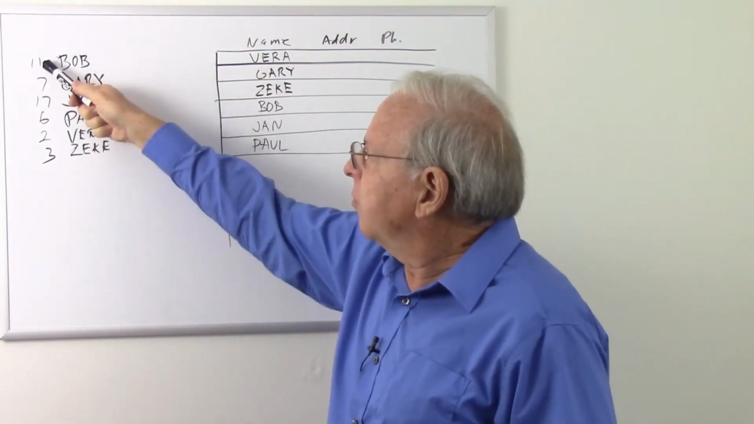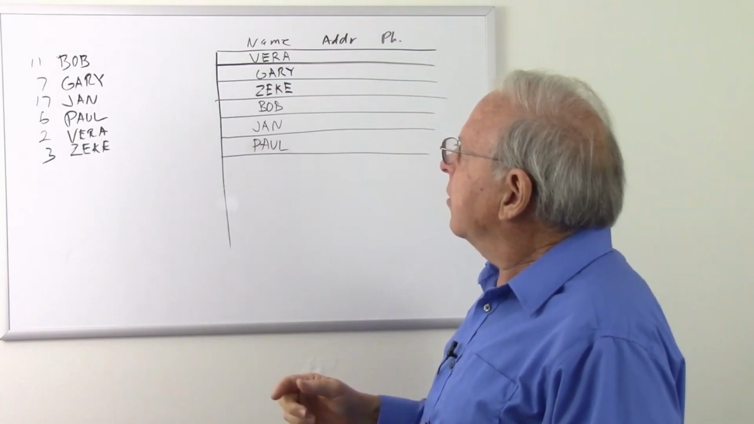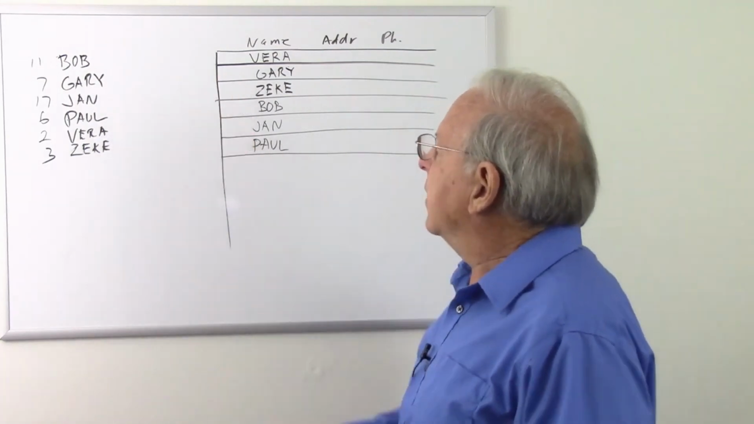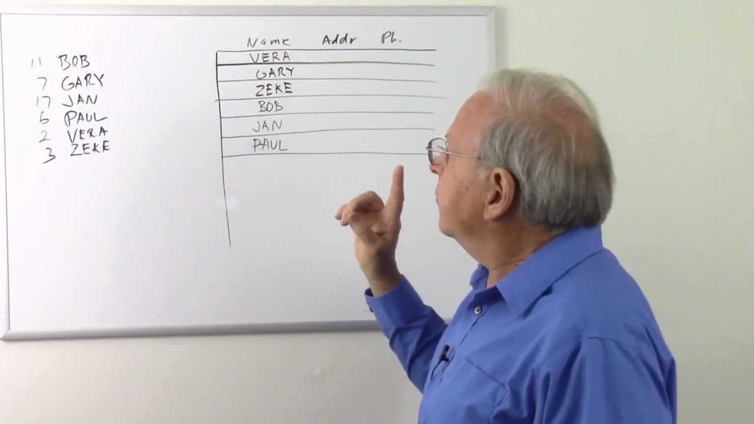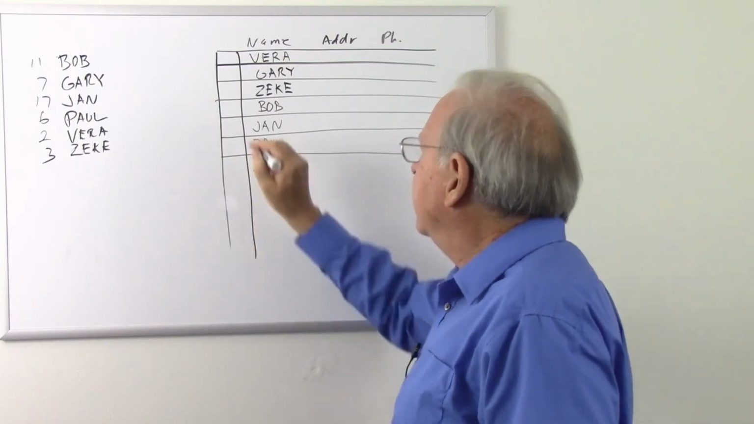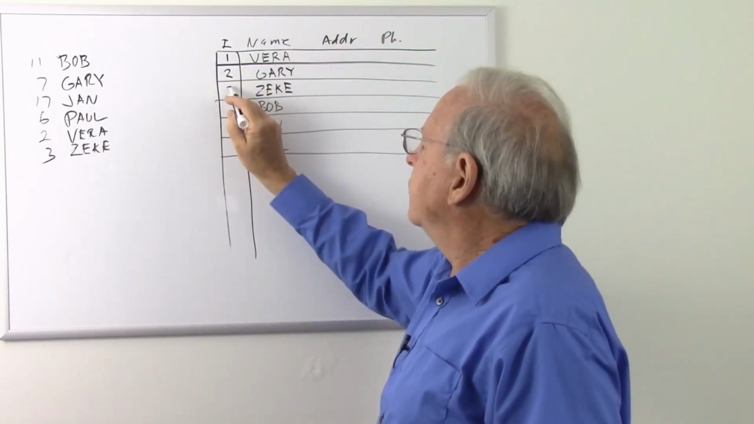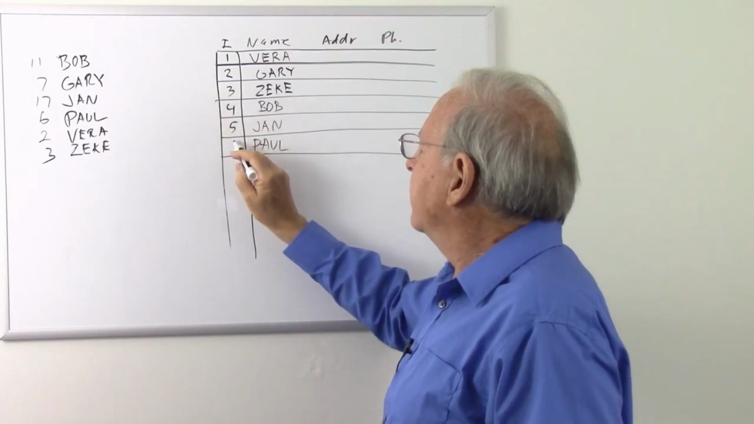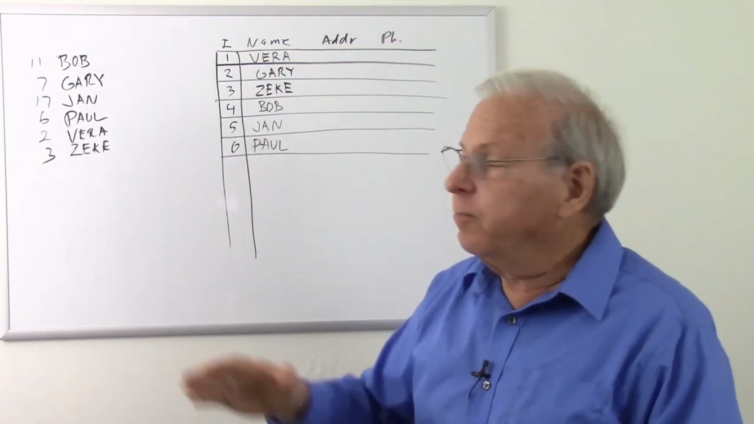So I store these hashes for each of these names out here. Now the truth is I don't really need the name, but I'm going to leave that there for now. The next thing I need to do is, I left a little room over here for an index column, and that's going to be number 1, 2, 3, 4, 5, and 6. So there's my index. Every row has an index for management purposes.